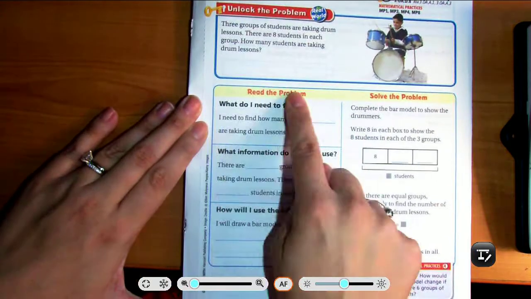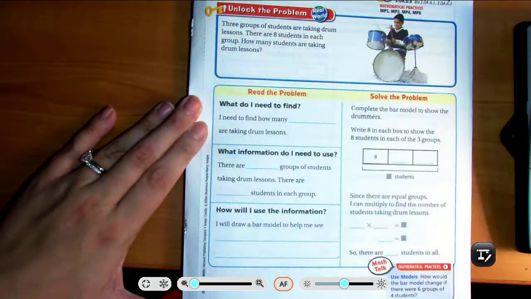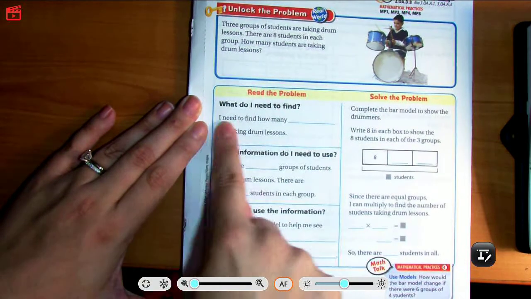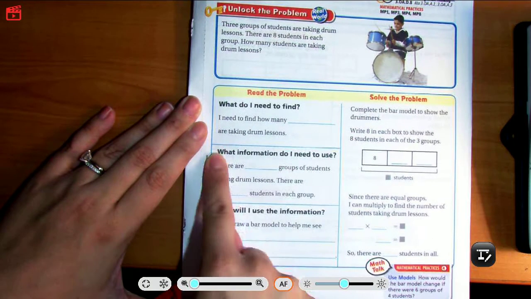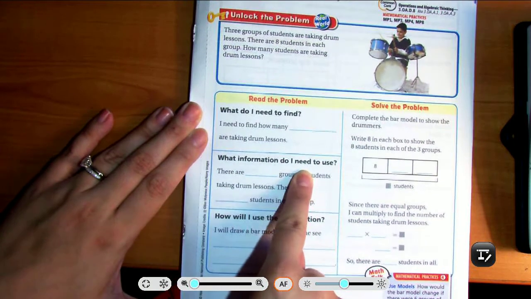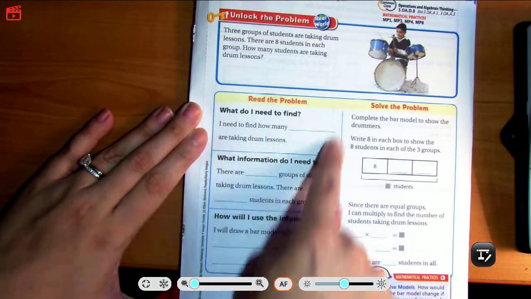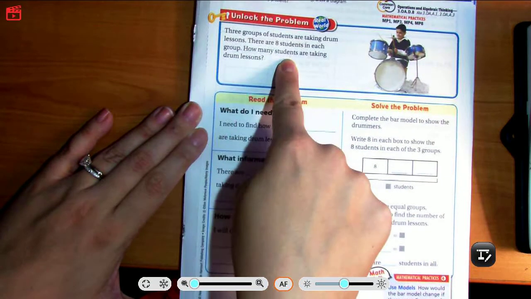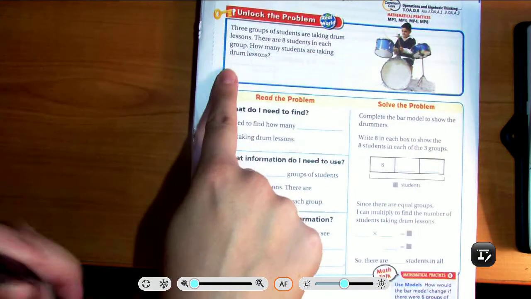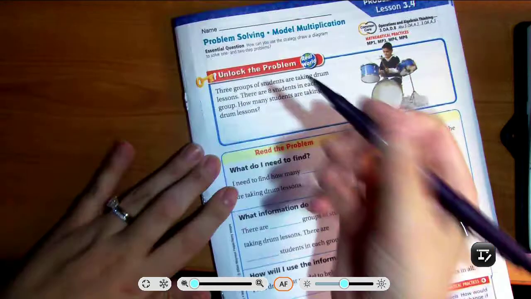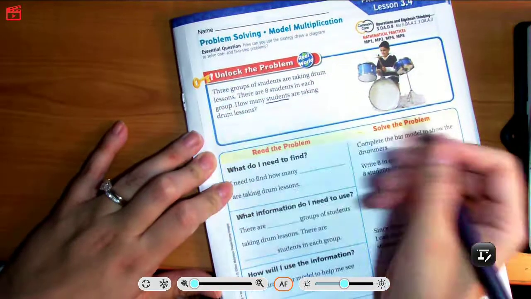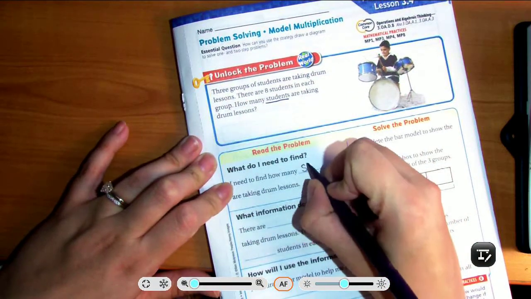So, we've got to read the problem, which I just did. I need to find how many blank are taking drum lessons. Okay, what am I trying to find? I need to go to my question. How many students are taking drum lessons? I'm going to underline students, and that's what I'm going to write on the line.